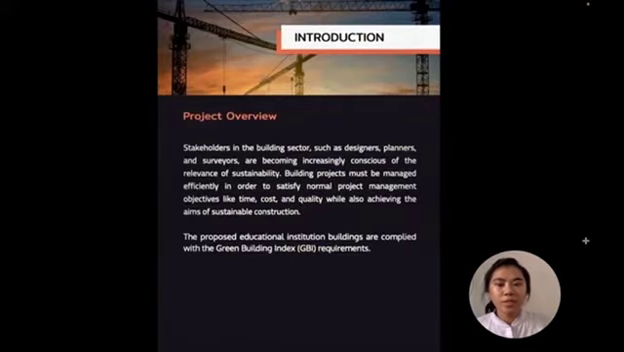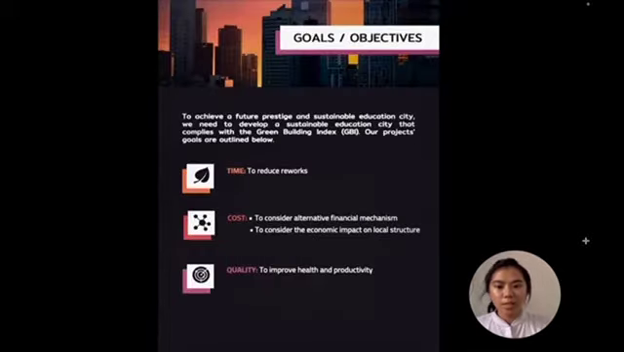So now I'm going to present the introduction of our project. Stakeholders in the building sector, such as designers, planners, and surveyors, are becoming increasingly conscious of the relevance of sustainability. Our project's goals are outlined below. Time: to reduce reworks. Cost: to consider alternative financial mechanisms, and to consider the economic impact on local structure. And the last is quality, to improve health and productivity.